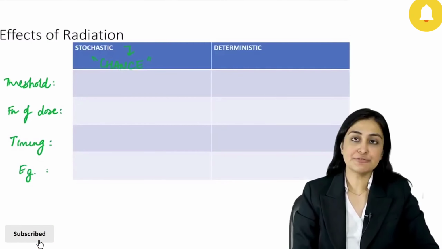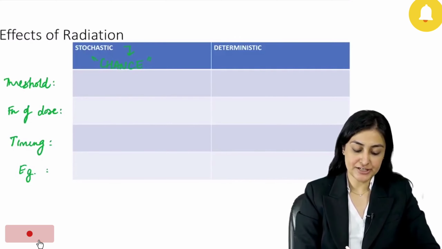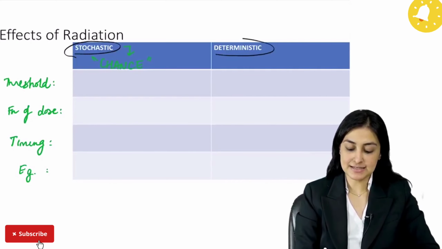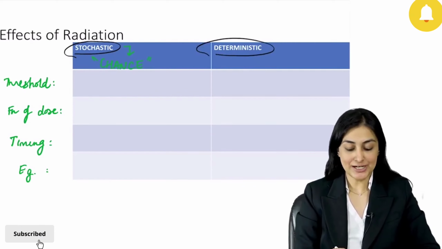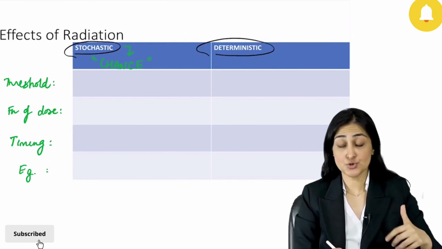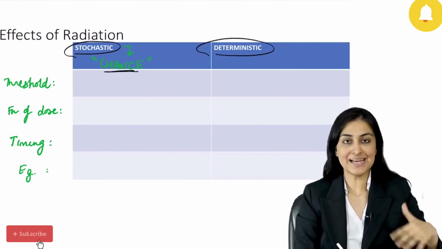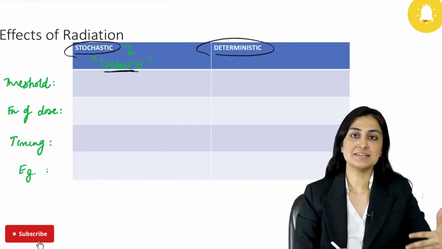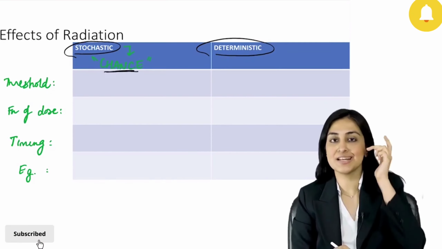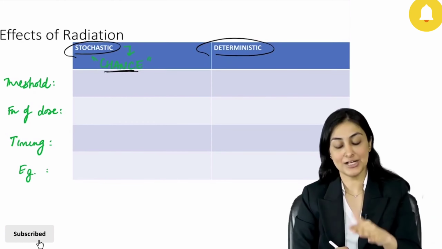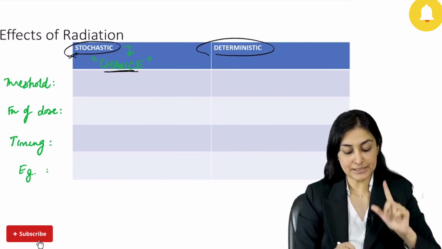So now let's talk about the effects of radiation. Effects of radiation may be divided into stochastic and deterministic effects. Alright, so how to remember them? Remember, stochastic effects are effects which occur by chance. They are chance incidents which are not planned. They do not have a threshold at which they act. Alright, so these are side effects which occur by chance.